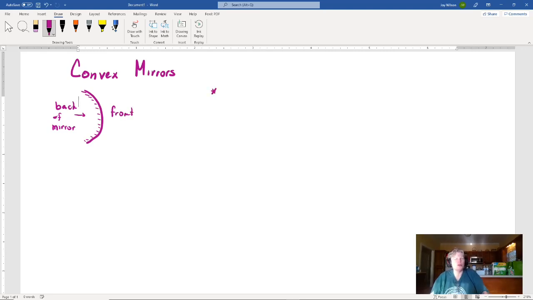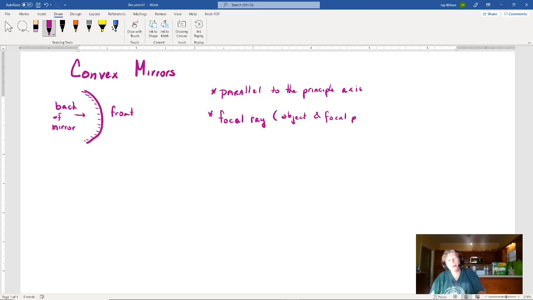And just to refresh, we're still going to do the two principal rays, which is the parallel to the central axis, or to the principal axis, and we will still do the focal ray, that is, touches object and focal point. So we're going to do the same two rays we did with the last one, but now because our mirror curves the other way, it's going to disperse the light.